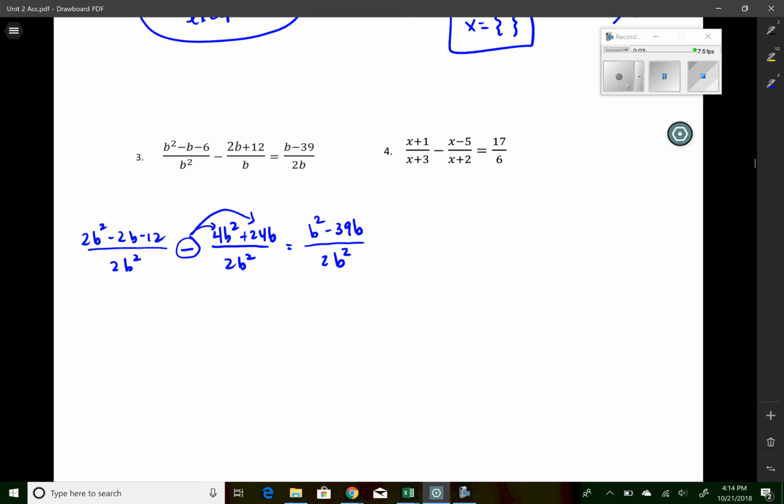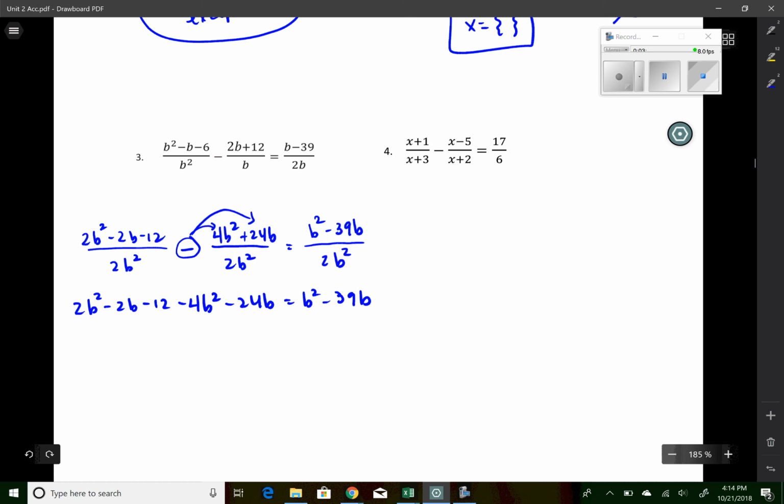Also, before I move any further, notice I can't have 0 as a value of b. It would make it undefined. So if I get 0 as an answer, we know it's wrong. So if I do some distributing here, and now I don't need the denominators anymore, my equation becomes 2b squared minus 2b minus 12 minus 4b squared minus 24b equals b squared minus 39b. Notice I'm distributing the negative.